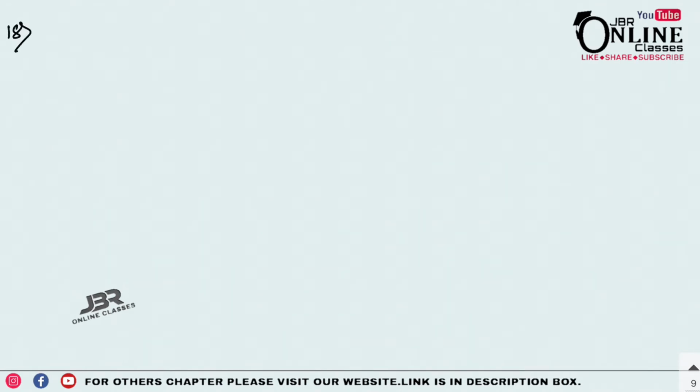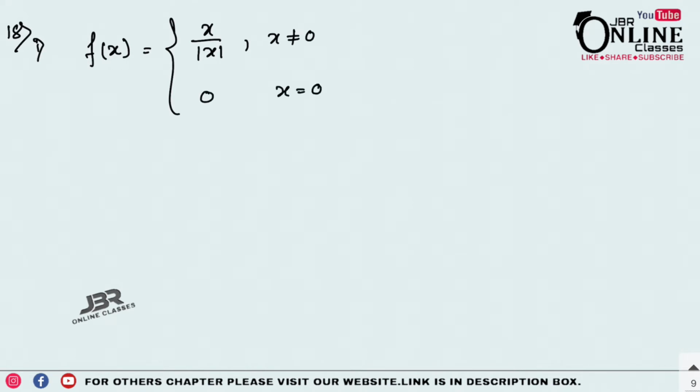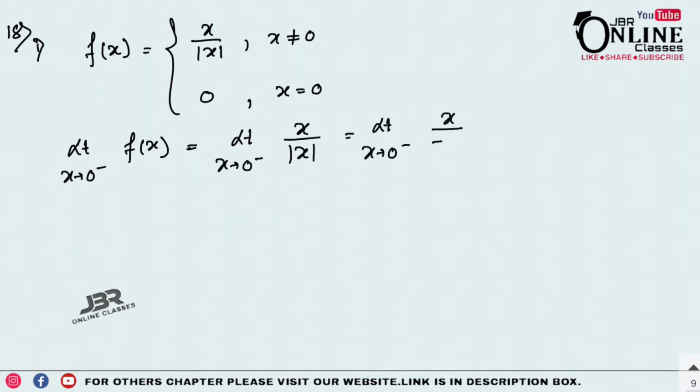In sum number 18, examine the following function for the continuity. So again here, f(x) equal to x by mod x when x not equal to 0, and 0 when x equal to 0. Okay, 0 when x equal to 0. Now first check limit x tends to 0 minus. For the left continuous, f(x), so limit x tends to 0 minus here x by mod x. So limit x tends to 0 minus x by minus x, and that is minus 1.